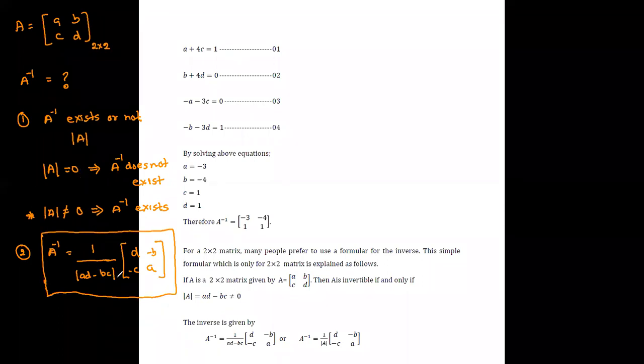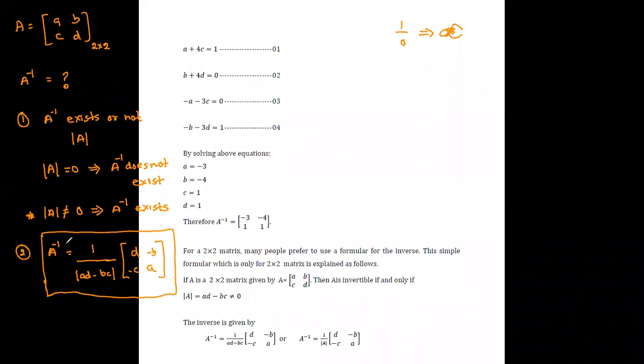Now you can see why we are saying that if the determinant of A equals 0, A inverse does not exist. It is because once the determinant of A equals 0, this quantity will become 0. Therefore, we get 1 divided by 0, which is an indeterminate form in mathematics and goes to infinity. Therefore, we can say that A inverse does not exist.